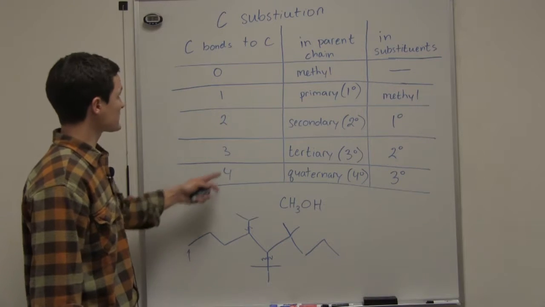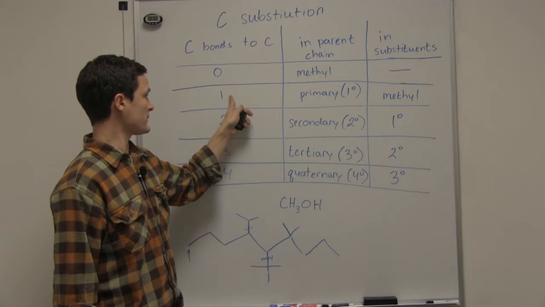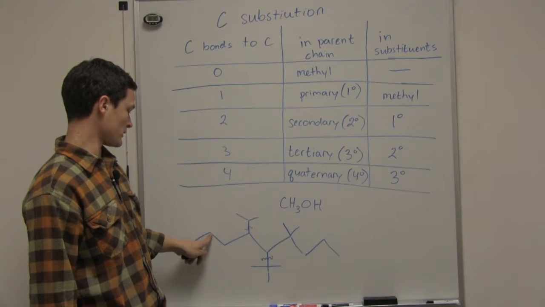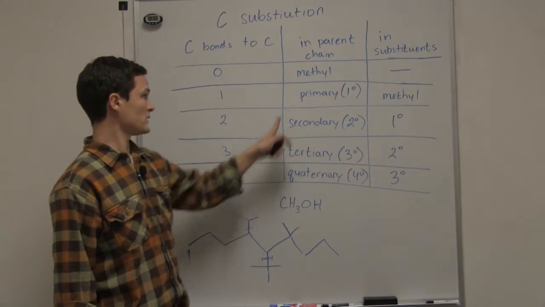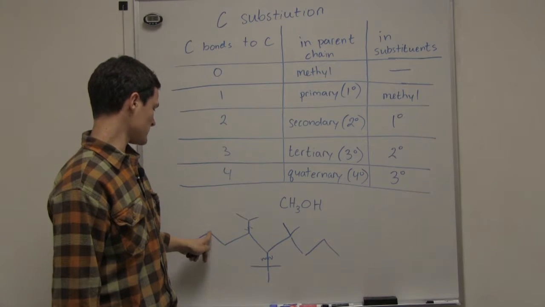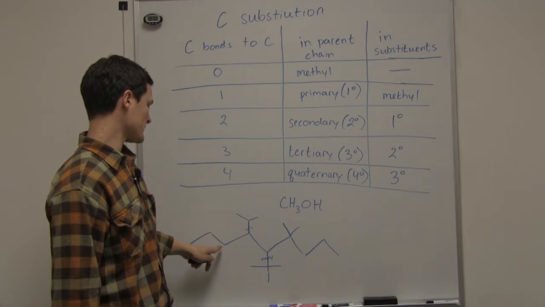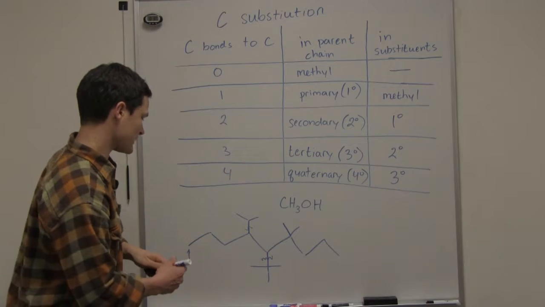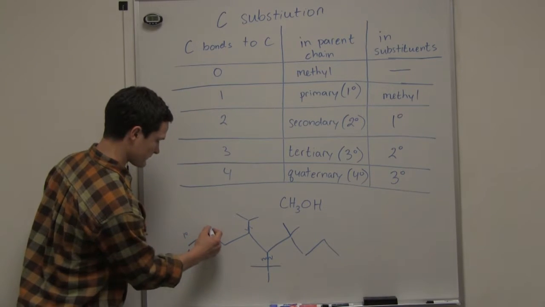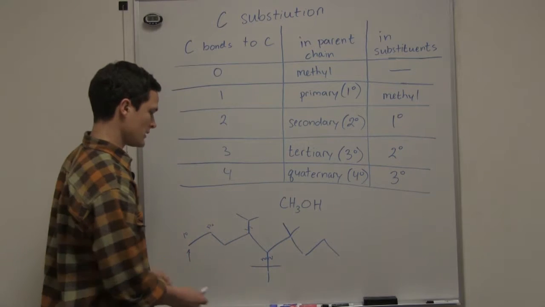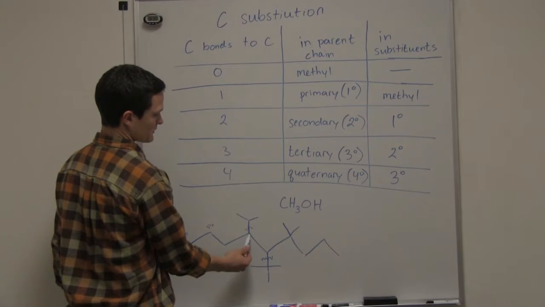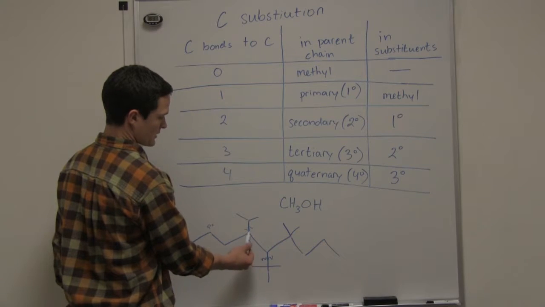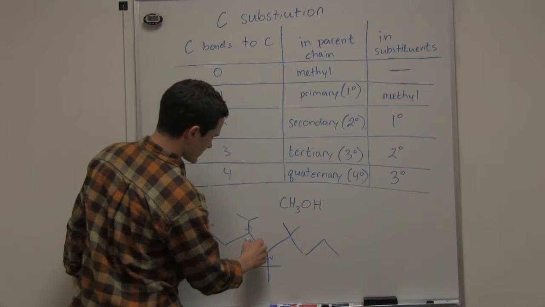And so we say, well, if it's in the parent chain and it's bound to one other carbon, then this carbon is going to be primary. This carbon is going to be secondary because it's bound to 1, 2 carbons. So that's a secondary. So this is primary, secondary. Looking at this carbon, it's in the parent chain, and we say it's bound to 1, 2, 3. So that's a tertiary.